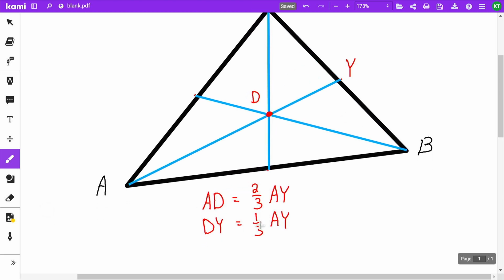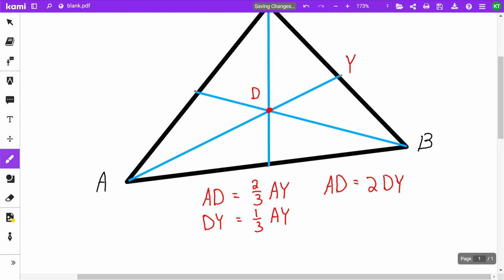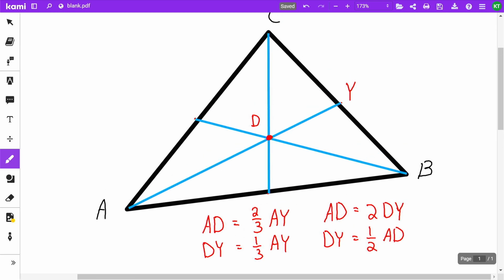And so if that's 2/3 and that's 1/3, that means that AD is going to be equal to twice the length of DY, so 2 DY. And conversely, DY is going to equal 1/2 of AD. Again, this is for a centroid. This is probably the most confusing one of all of them. But we have this here.